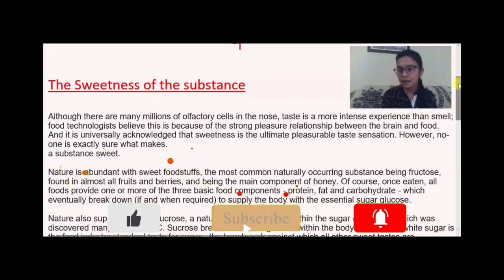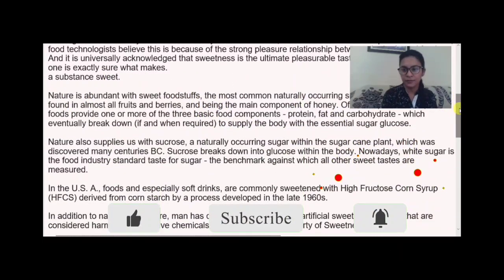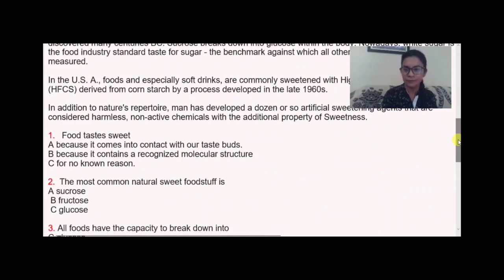Okay, there are some MCQs which we are going to solve. Let's proceed further. There is a question: food taste sweet. What are the keywords? Food, sweet, and taste is also in this question. They are asking about the taste of food, the sweet taste of the food.